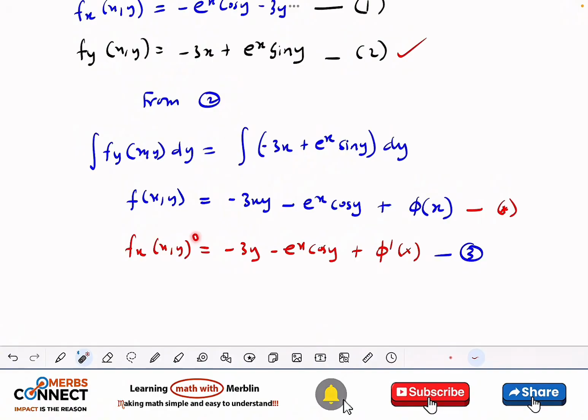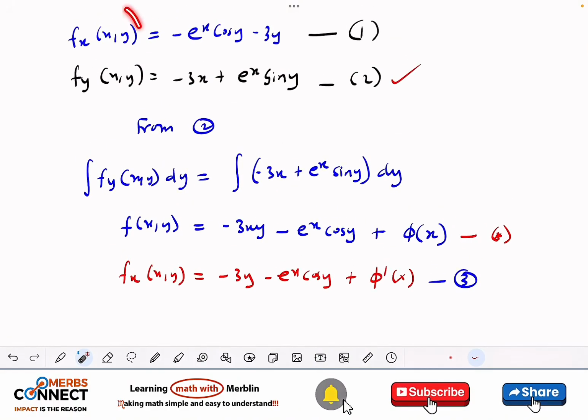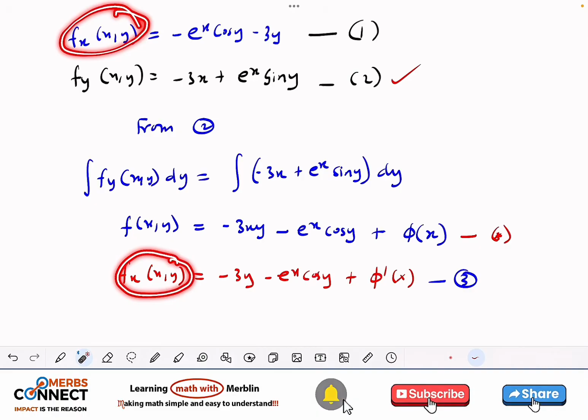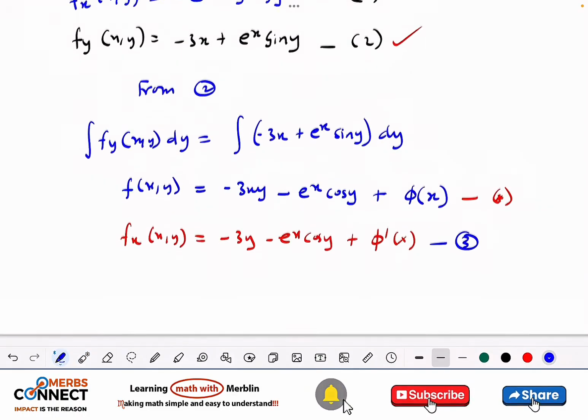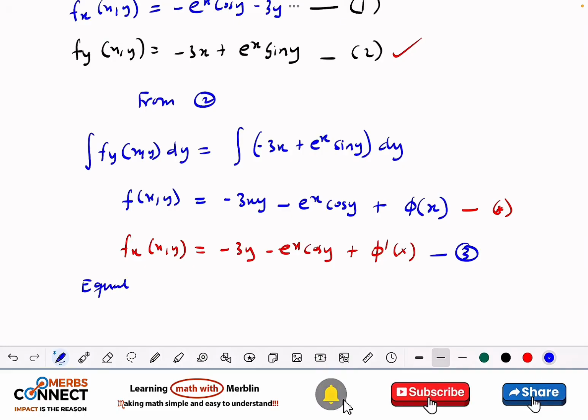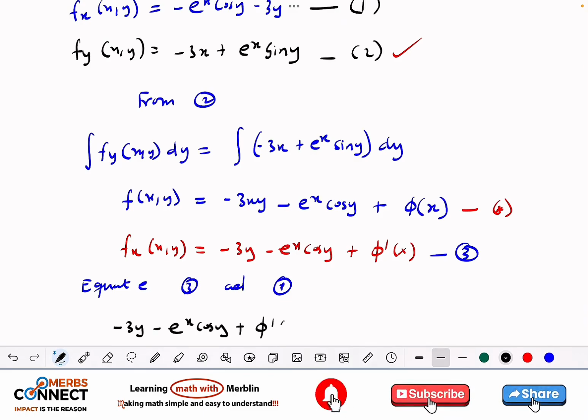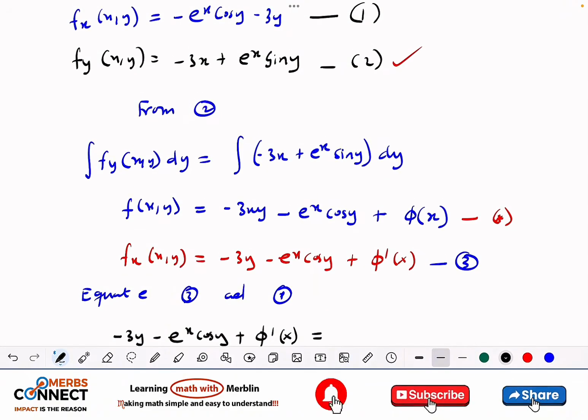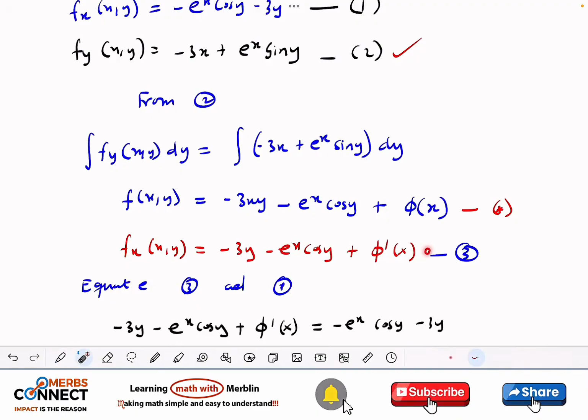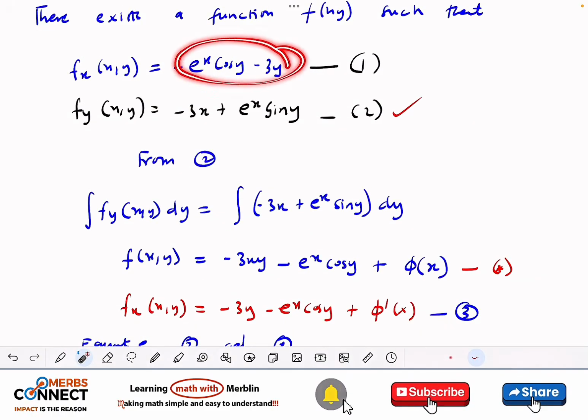So now we can see that equation 3 and equation 1 are the same. F of x, f of x. Right. So I'm going to equate equation 3 and equation 1. So what am I going to get? I'm going to have minus 3y minus e^x cos y plus phi of x, which is the same as equation 1. Equation 1 is minus e^x cos y minus 3y. So I equated this to that, right?